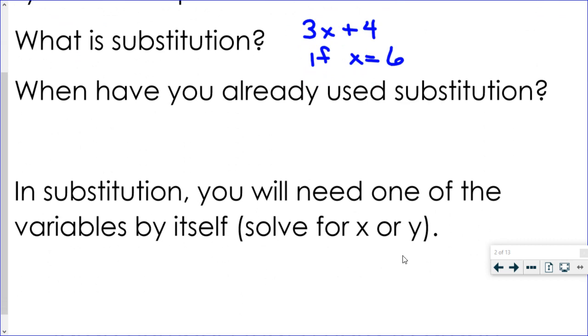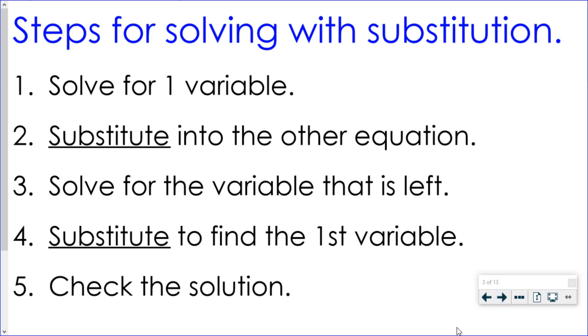Now, in substitution, you will need one of the variables by itself. So usually we get y equals, or for today, we can also have x equals. It doesn't matter, but you can't have two y's or -3x equals. You need to get one of them by themselves first before we can even think about substitution. Sometimes they're both by themselves. That's great, but you need at least one. Okay, so write these steps down right now. Pause the video and write them down.